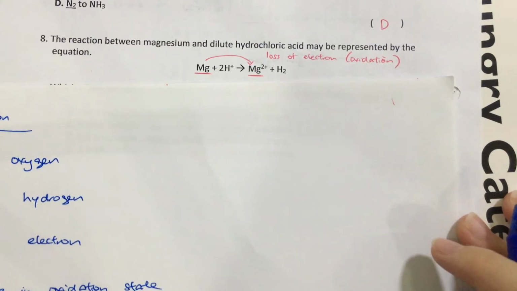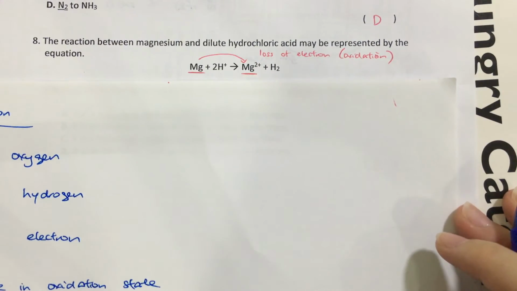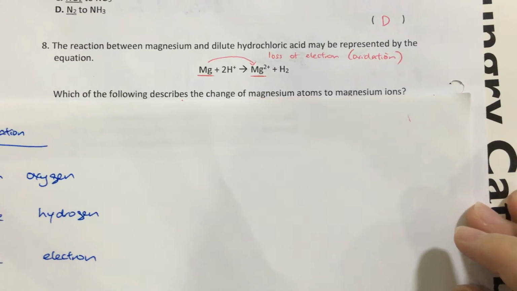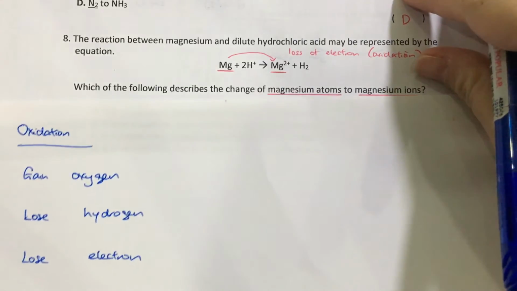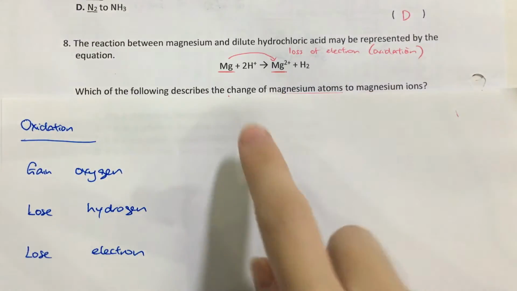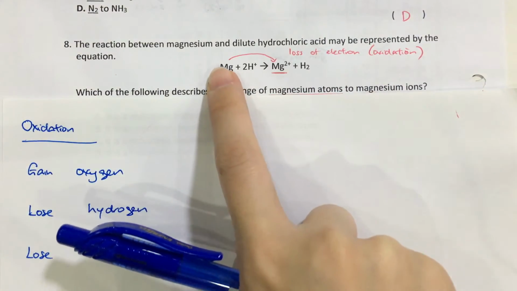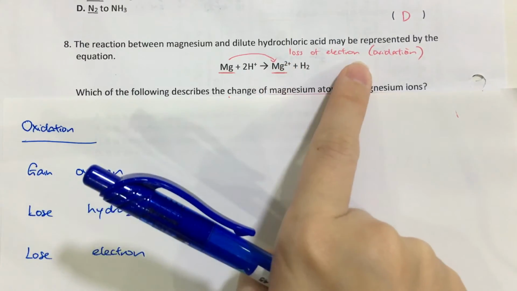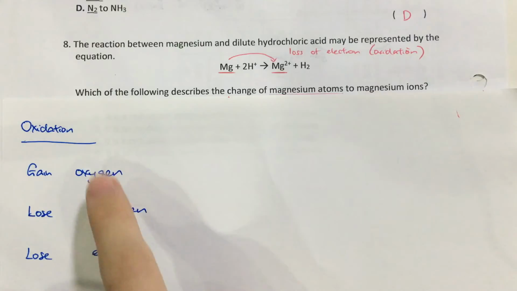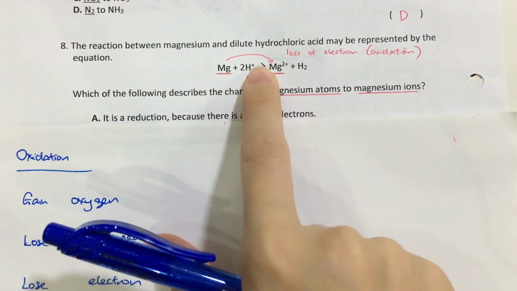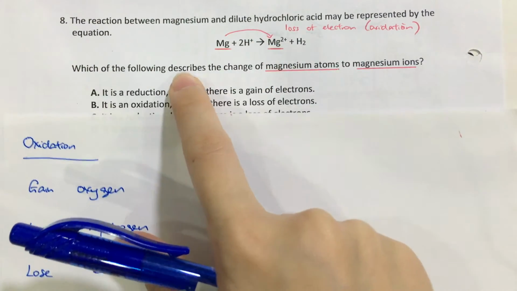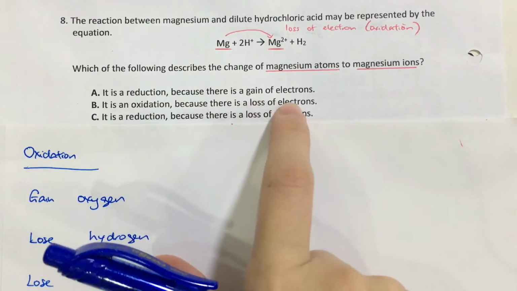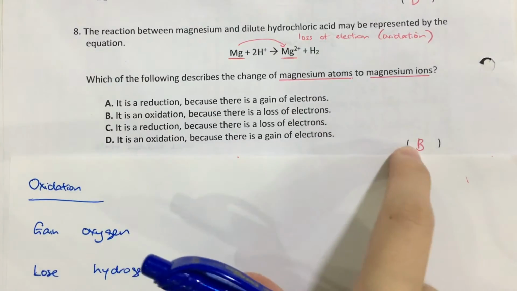Okay, next one. There's this reaction over here, and they ask you, which describes the change of magnesium atoms to magnesium ions. So if we look at the atom, for a metal to become a positively charged ion, it must have lost electrons. When we lose electrons, we call it oxidation. So first of all, we look for the word oxidation. So it's oxidation, yes. And is it because it's a loss of electrons? Yes. So the answer is B.